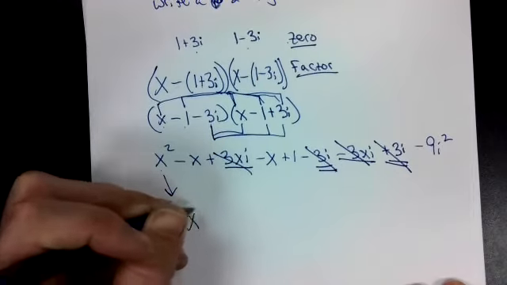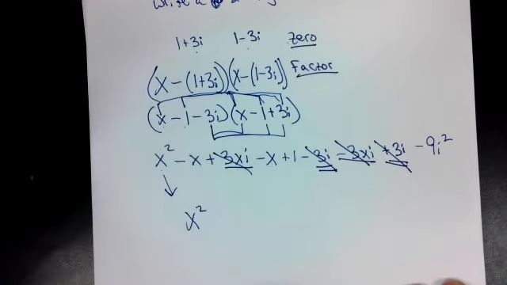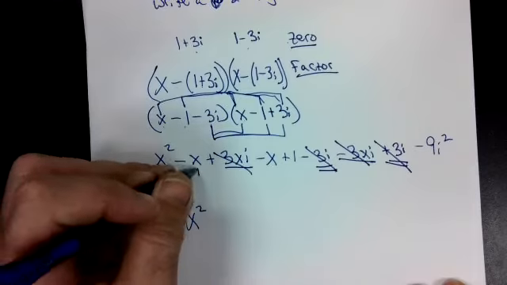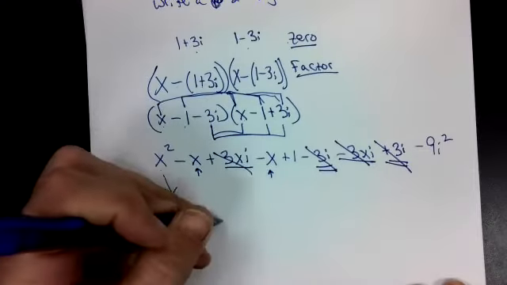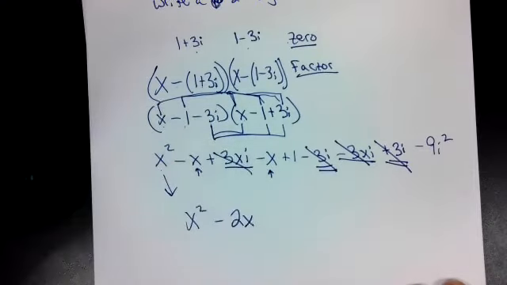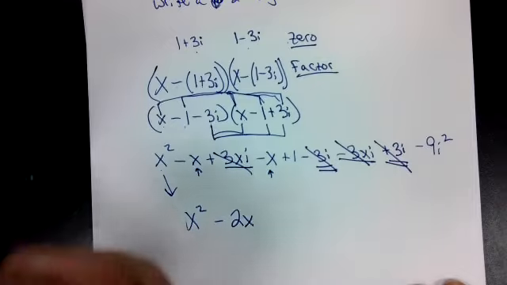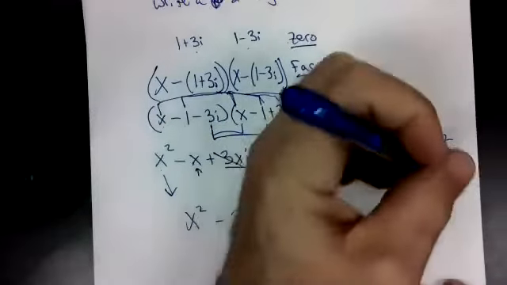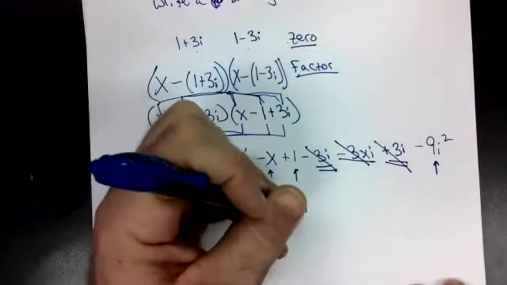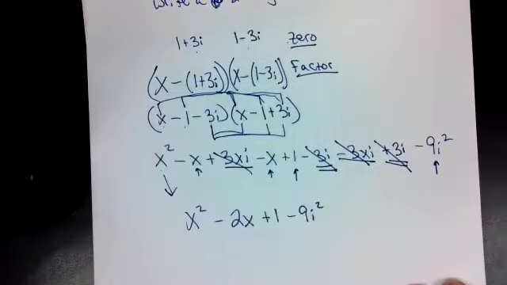So I get an x squared, negative 1x and another negative 1x is a negative 2x. And I got this positive 1. And then I've got this negative 9i squared.